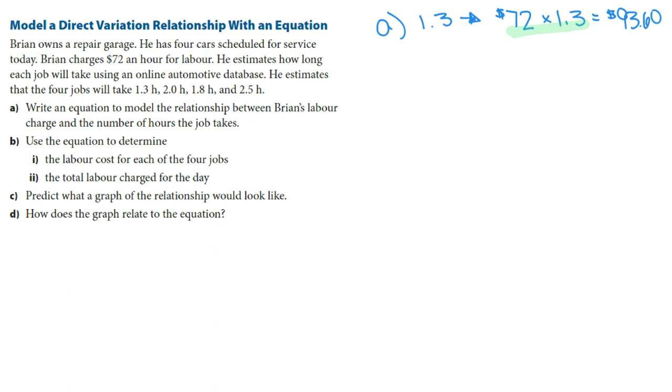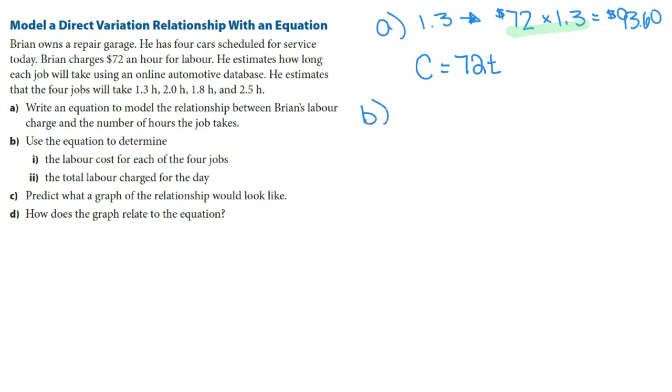So what I did there is I multiplied the amount per hour, which doesn't change, by the number of hours. If I want to know how much he's going to charge, I might say C for the cost or the charge equals $72, which is the amount per hour, times the number of hours. And I'll put T for time. You could put H for hours. It really doesn't matter.